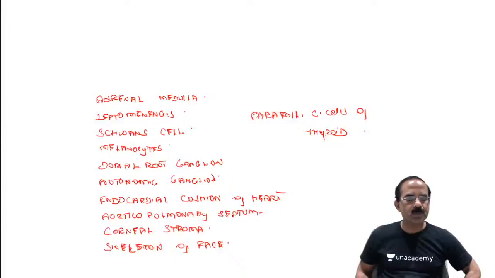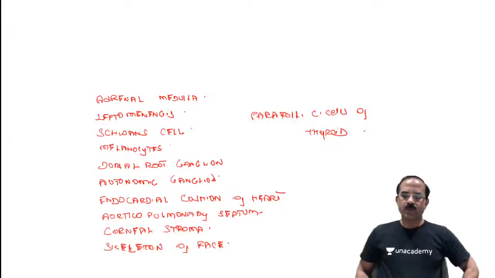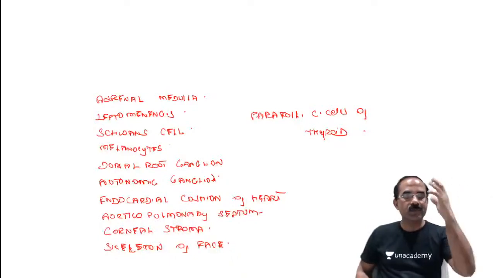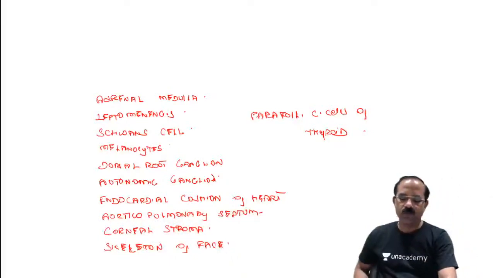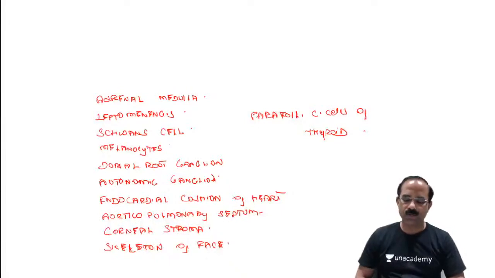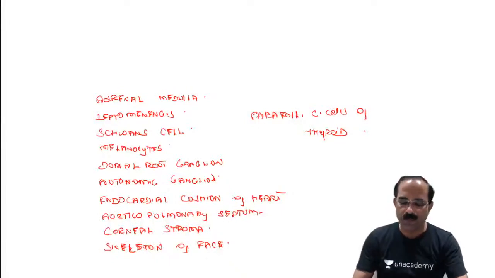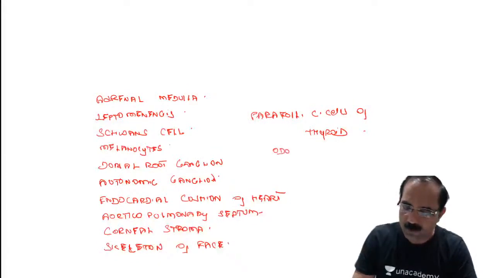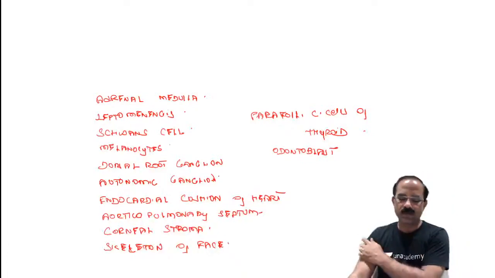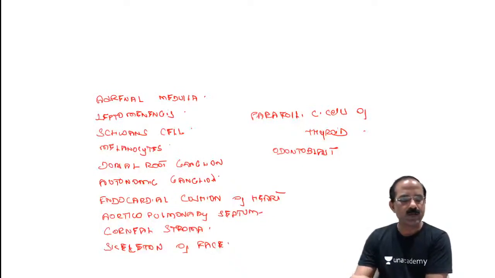Anything missed? So just remember all this. You get plenty of MCQs on neural crest cells. So: adrenal medulla, leptomeninges, Schwann cells, melanocytes, odontoblasts, one that was left out. These are teeth forming cells. Dorsal ganglion, autonomic ganglion, endocardial cushions of the heart, cranial nerves. Yes, it forms cranial nerves too. Corneal stroma, skeleton of the face, parafollicular C cells of thyroid, and the odontoblast.